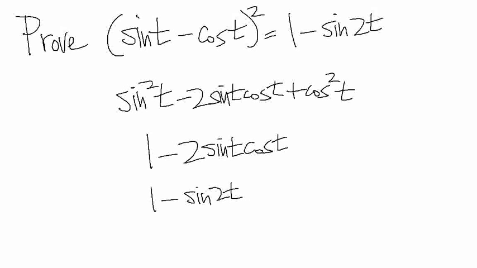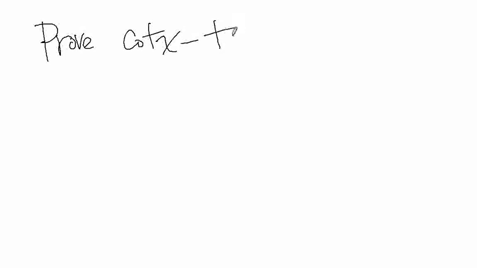Okay? Now let me invite you to do one. So can you do this? Prove that the cotangent of x minus the tangent of x is equal to 2 times the cotangent of 2x. So pause the video and try that if you like.